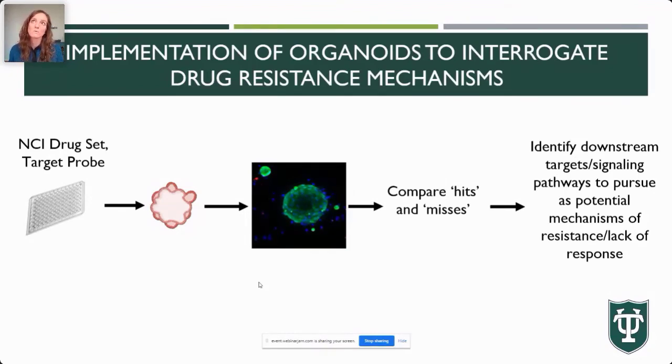So which therapies were effective and which therapies lacked a response. And you can identify by comparison which downstream targets or signaling pathways you want to pursue as potential mechanisms of resistance, or those that induce a lack of response.